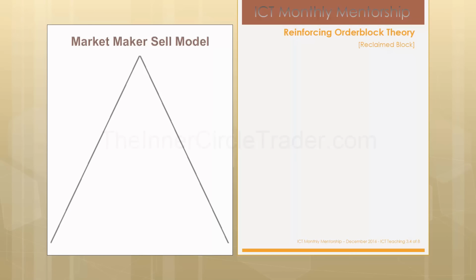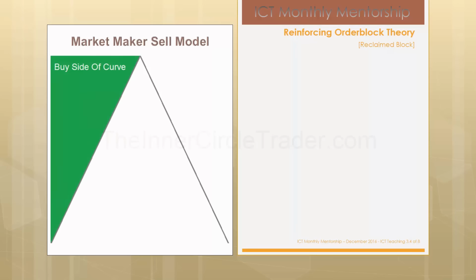Okay, now we're going to take a look at the market maker sell model. This is just the same thing, just in reverse, where we're anticipating the market to trade higher to go lower. You may not see it happen before the fact. You may notice that the market's making a high and you expect to see a sell-off. So we can use this information just by focusing on the buy side of the curve.